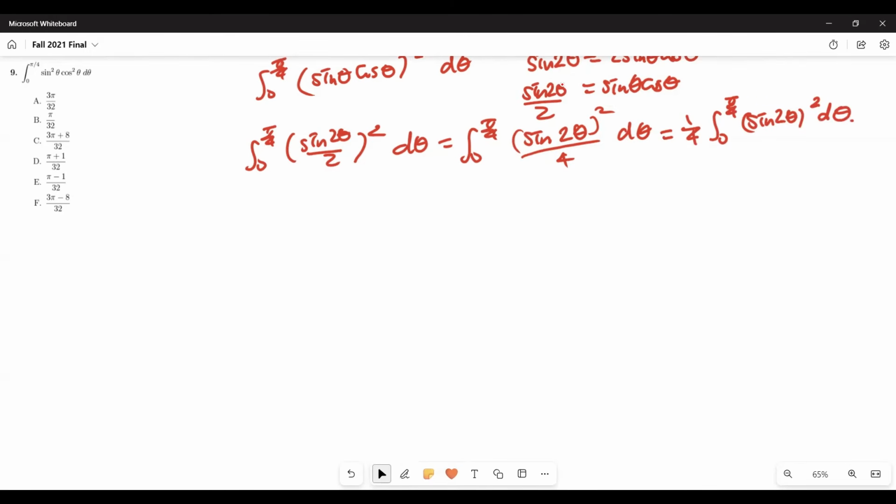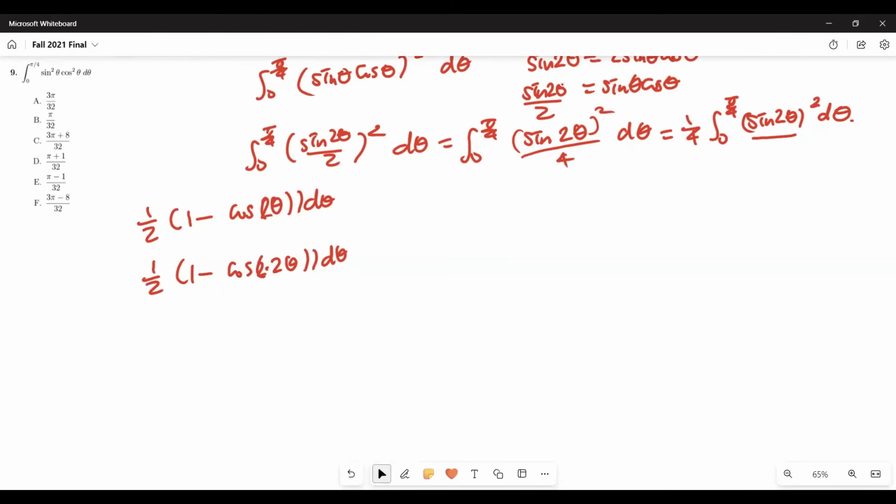And if you recall your half angle formula, sine theta squared is the same as 1 over 2, 1 minus cosine of theta, d theta. But since our value is sine 2 theta, it's going to be 1 over 2, 1 minus cosine of 2 theta, d theta. But since our value is actually sine 2 theta, you have to times 2 d theta.